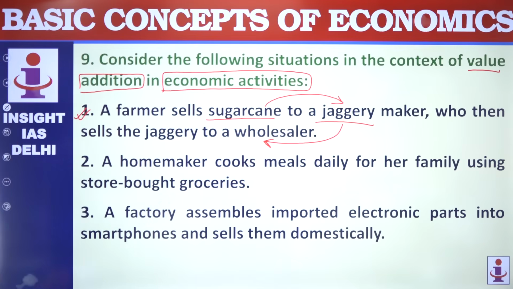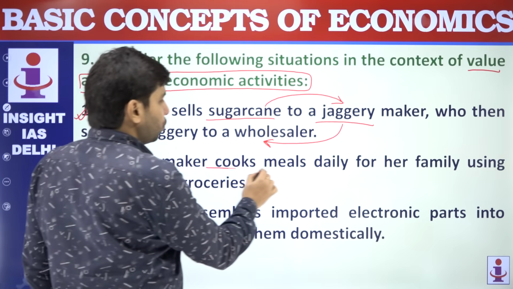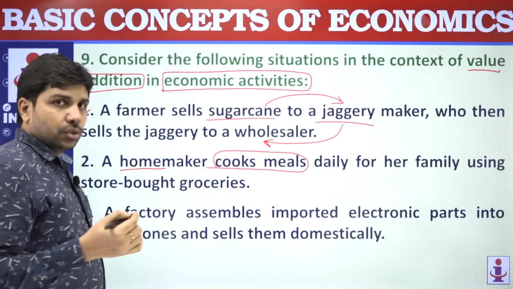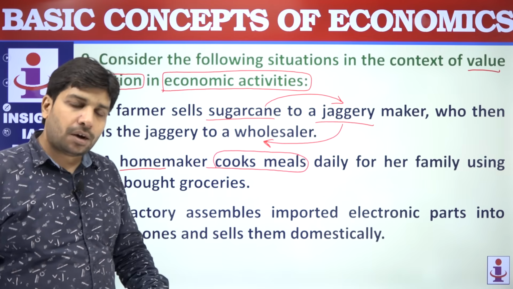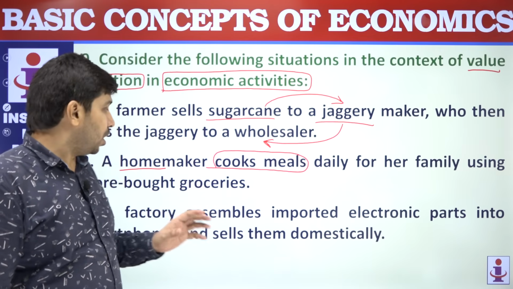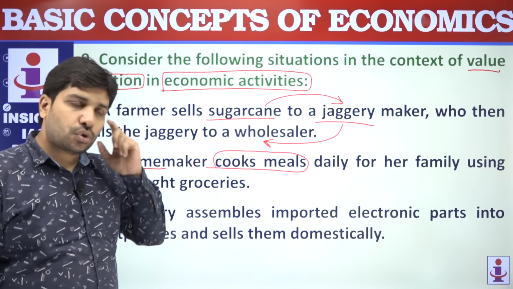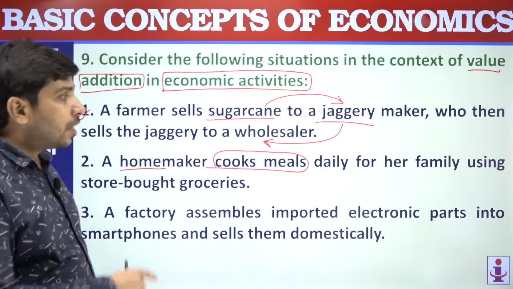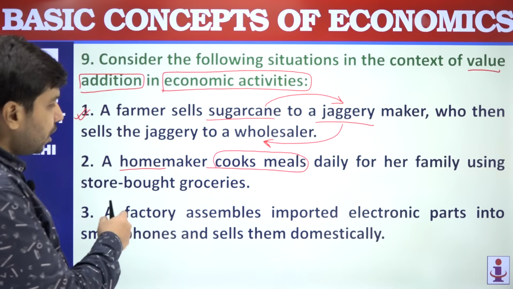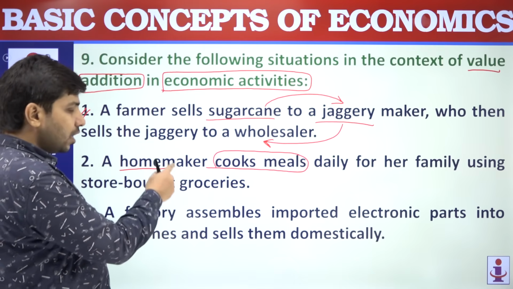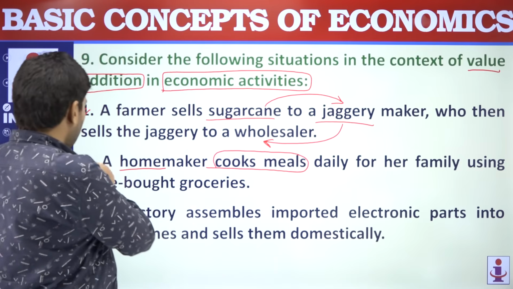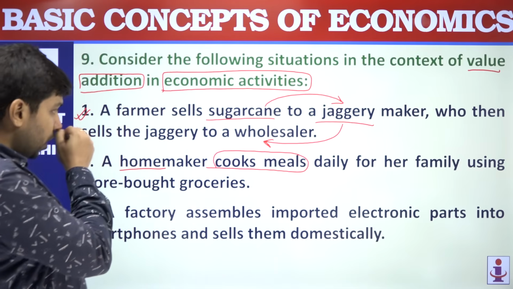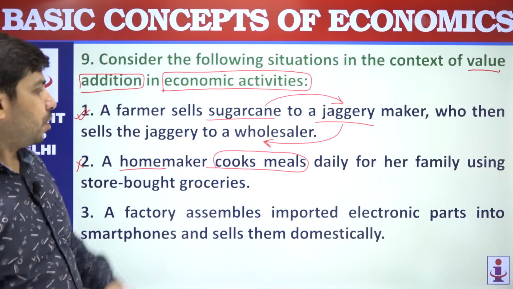A homemaker cooks meals daily for her family using store-bought groceries. So groceries were bought from the shop, and your mother or your sister or yourself, the homemaker, cooks a meal from those groceries. So there is a value addition, but it is not an economic activity. Economic activity was only there in taking the groceries home. But the homemaker cooking food daily is not a value addition in terms of economic activities.